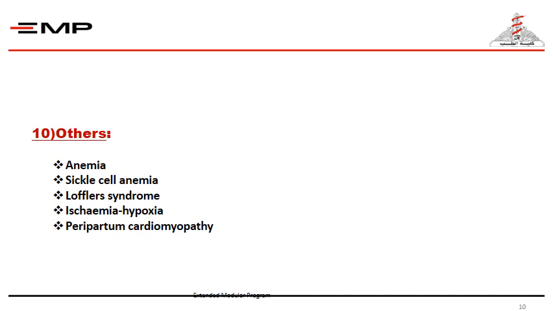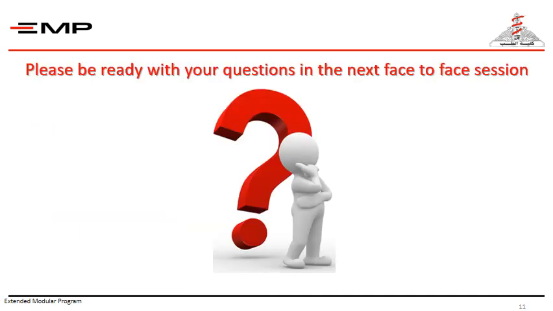Other causes of cardiomyopathy include anemia. Chronic anemia can affect myocardial performance. Sickle cell anemia, Loffler syndrome, that is the hypersensitivity, ischemia and hypoxia, like occurs in the neonate. Hypoxic ischemic encephalopathy or asphyxia can lead to a cardiomyopathy. Peripartum cardiomyopathy, this is cardiomyopathy that occurs around the time of labor and affects pregnant females. It is mentioned here because maybe an adolescent is pregnant. So please be ready with your questions in the next face-to-face session.